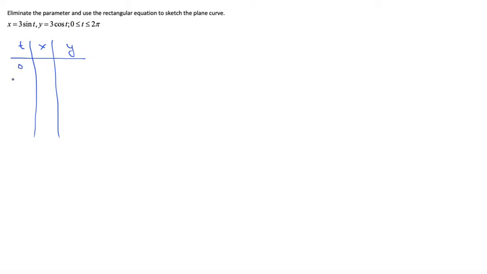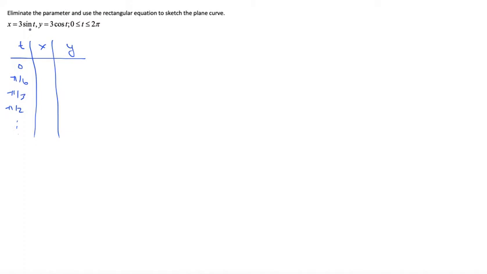So maybe I'll pick 0, pi over 6, maybe pi over 3, pi over 2, and so on. Then I can get my ordered pairs, plot the points, and see what the graph looks like. That's one option. I'm actually not going to fill this out. So what does it mean to eliminate the parameter?